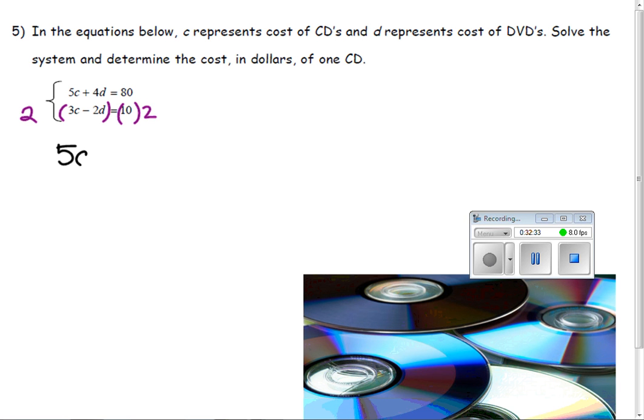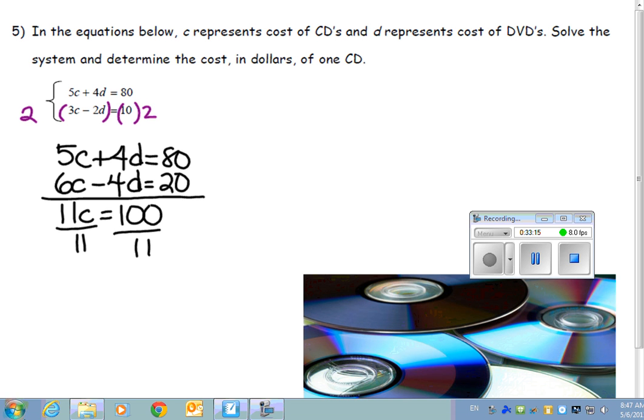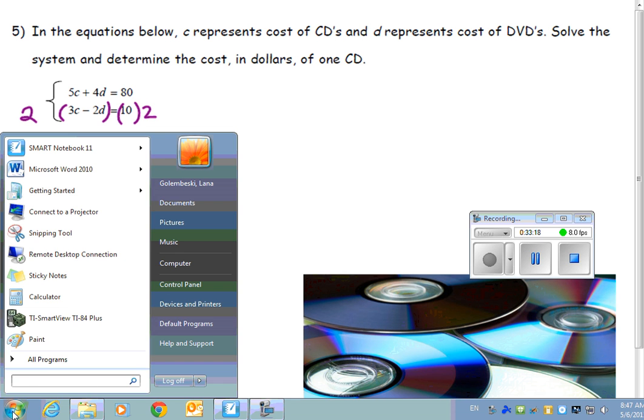I get 5C plus 4D. Jake, what do I get on the next line? So equals 80. Well, it says 80. I didn't do anything. 5C. What's 2 times 3? What's this one going to give us? Chelsea? 6C minus 4D equals 20. So I get 11C equals 100. So you're going to divide by 11. I suppose now I better get my calculator out. Got to find it. Oh, I don't want that calculator to do this one.